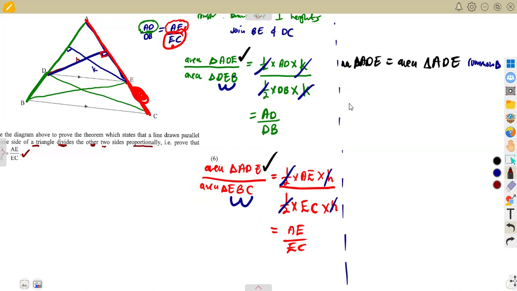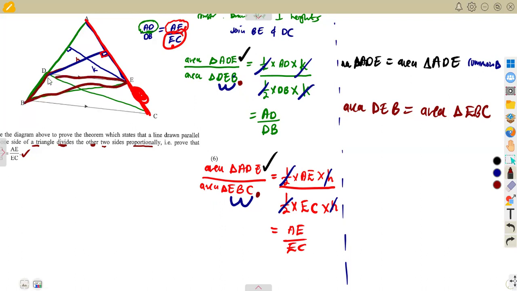If we are to consider these two, what is going to make the area of triangle DEB equal to the area of triangle EBC, which is this one in the denominator and this one in the denominator? What will make these two to be equal? There is a property that governs parallel lines. There is a property about parallel lines.